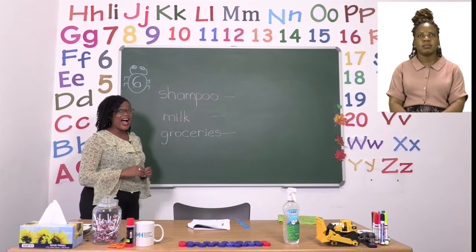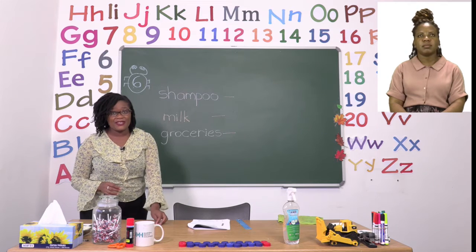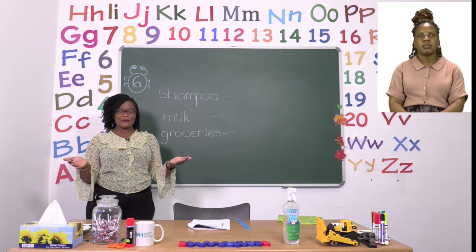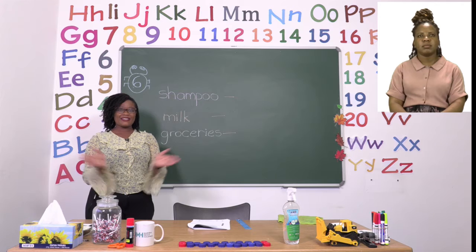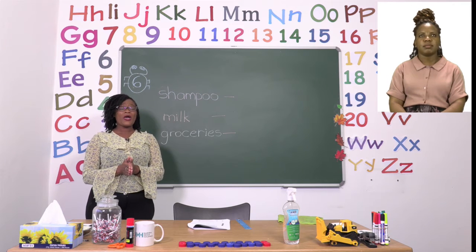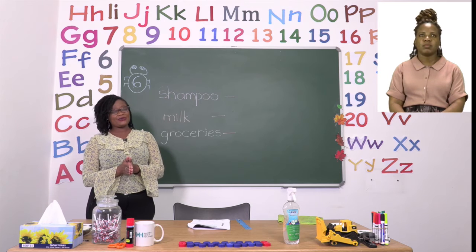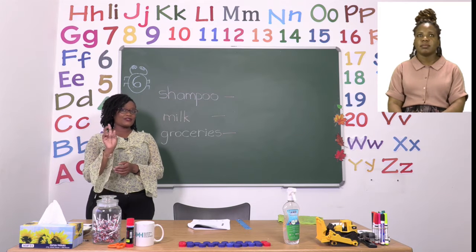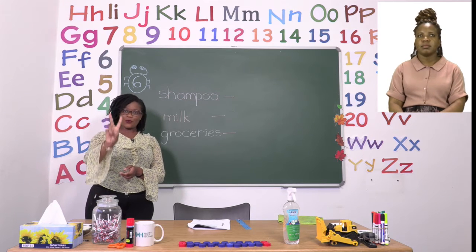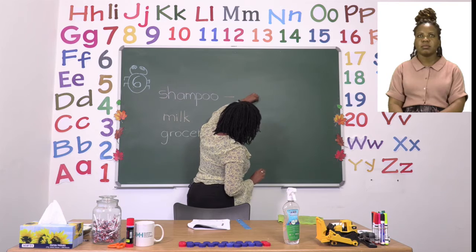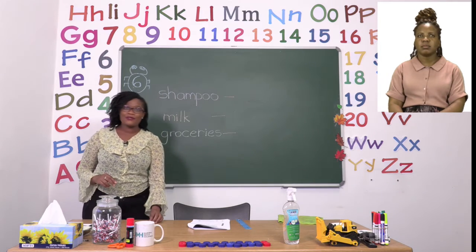So we want to find out how many claps we're going to say for each of them. Let's start with the first one, shampoo. Are you ready? Let us clap. Shampoo. Now when we say the word shampoo, how many times are we clapping? Let's try one more time. Shampoo. That sounds like 2 claps. So I'm going to write the number 2. I'd like you to please also write the number 2.